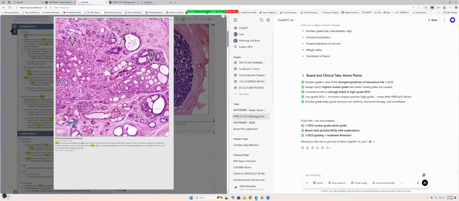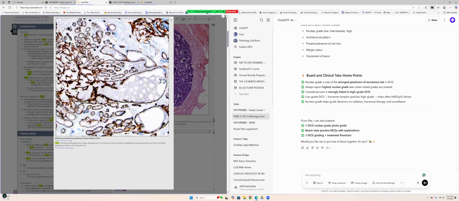DCIS involving sclerosing adenosis can be difficult to distinguish from invasive cancer. Important clues to the correct diagnosis are the presence of adjacent areas of adenosis without DCIS, and the organized arrangement of the involved ducts parallel to one another, often with swelling rather than infiltrative borders. In DCIS involving sclerosing adenosis, myoepithelial cells are generally prominent and readily detected.